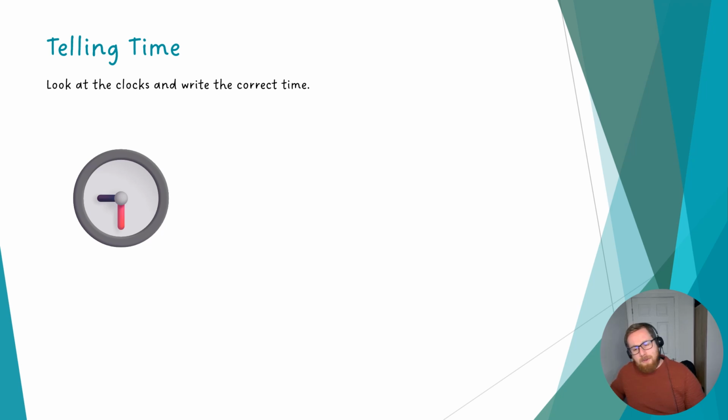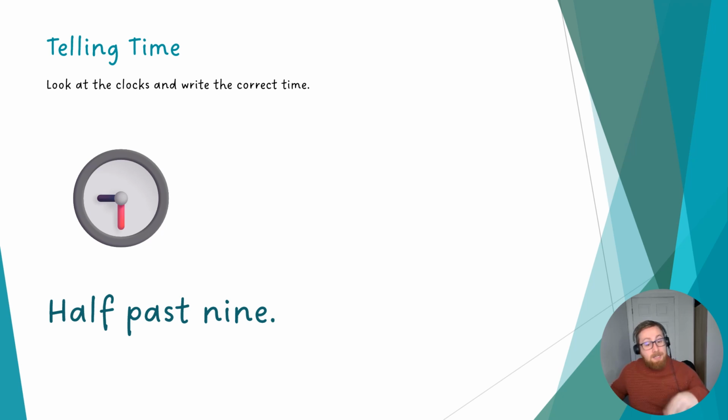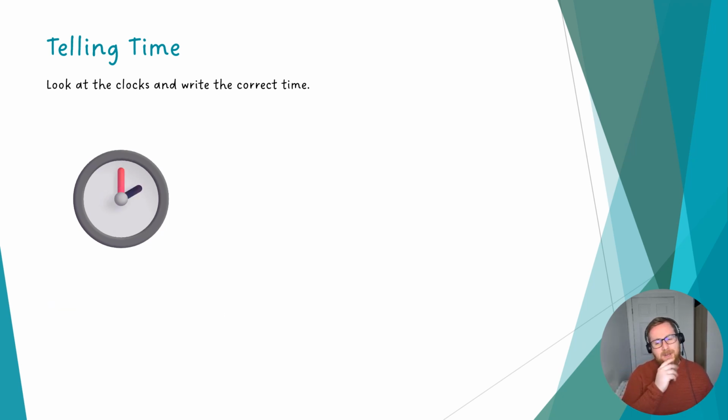Let you think this one through. I'll give you 5 seconds to think. 5, 4, 3, 2, 1. 9:30. And how about this one? It's on the hour. 2 o'clock. A final one here for telling the time.